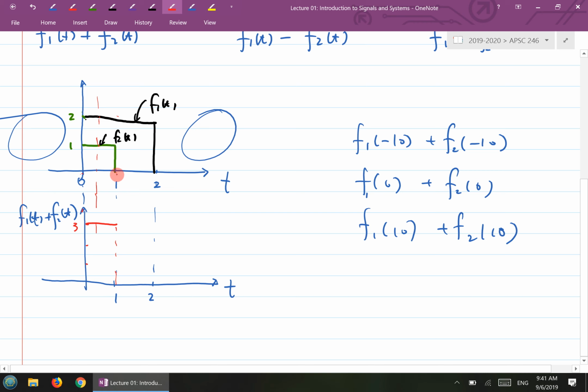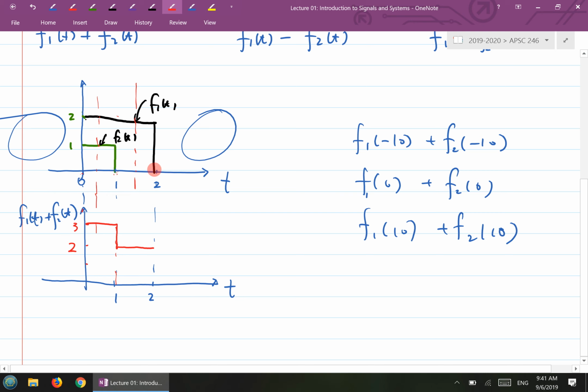And after t equal to 1, now you're adding this value and this value, which is 2 plus 0. So between 1 and 0, you get how much? 2, right? So from t equal to 1, there's a drop. It drops from 3 to 2, but 2 is kept until t equal to 2 seconds.